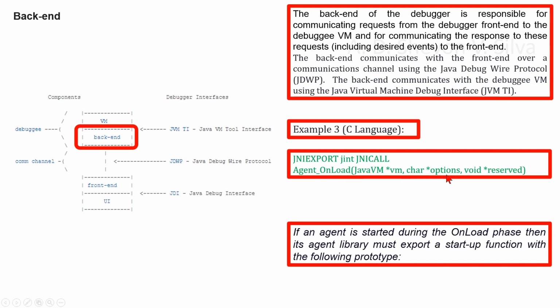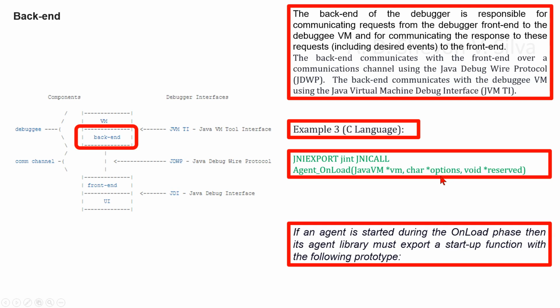If equal options is not specified, a 0 length string is passed to options. The lifespan of the options string is the Agent_OnLoad or Agent_OnLoad_<agent-lib-name> call. If needed beyond this time, the string or part of the string must be copied.